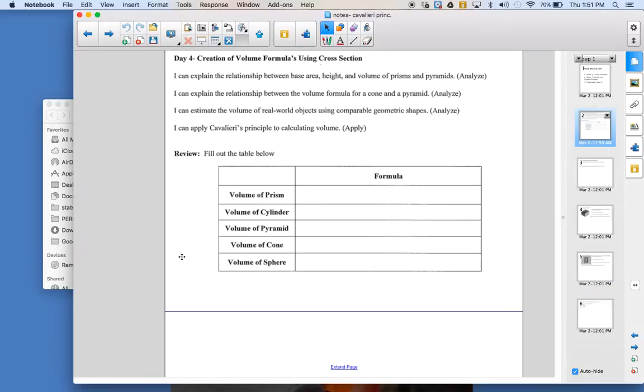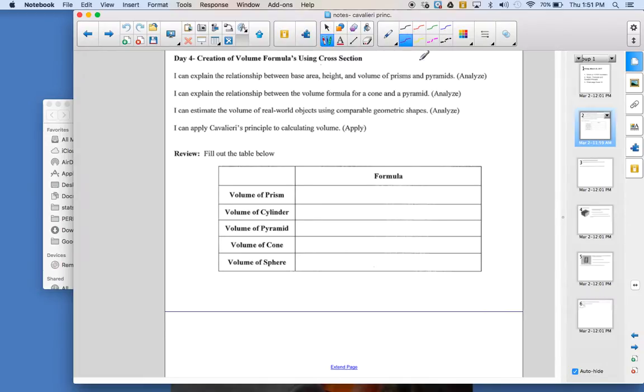We want to explain the relationship between base area, height, and volume of prisms and pyramids. Just kind of talk about that a little more, and explain the relationship between the volume formula for a cone and a pyramid, and estimate real world objects using comparable geometric shapes, and talk about Cavalieri's principle and what it actually means. So let's get our notes ready, get our pencils ready.